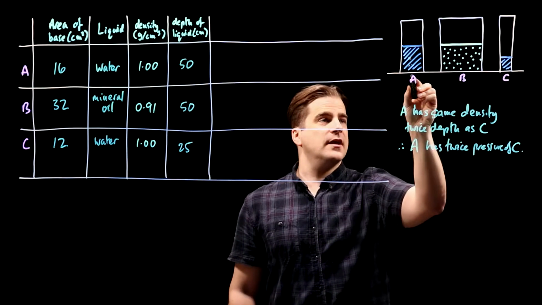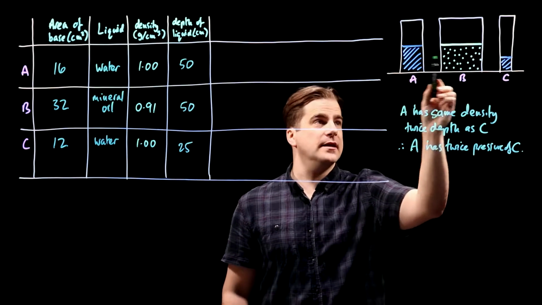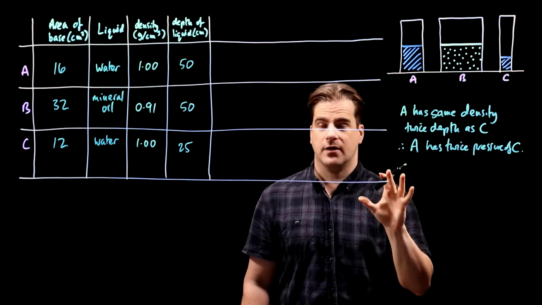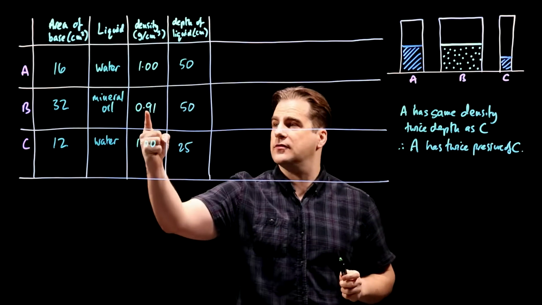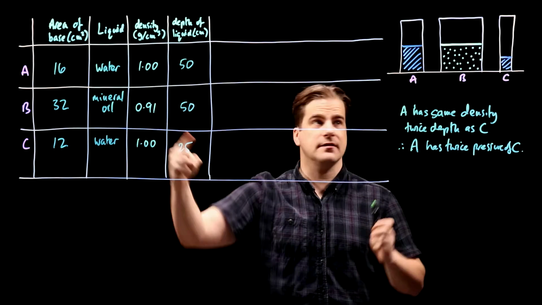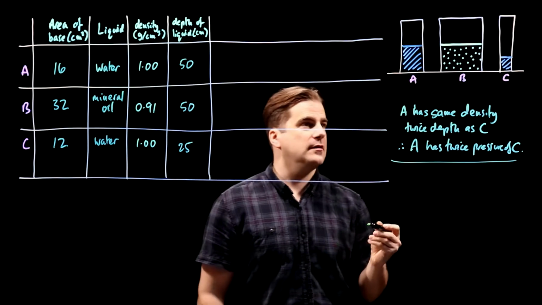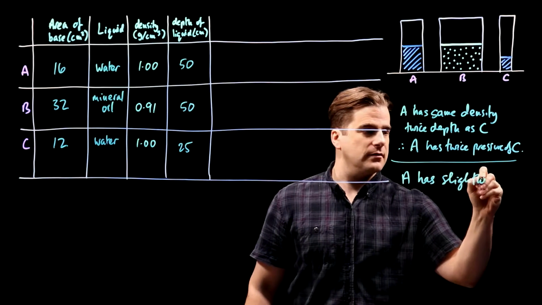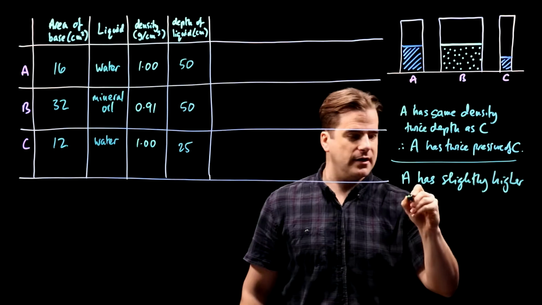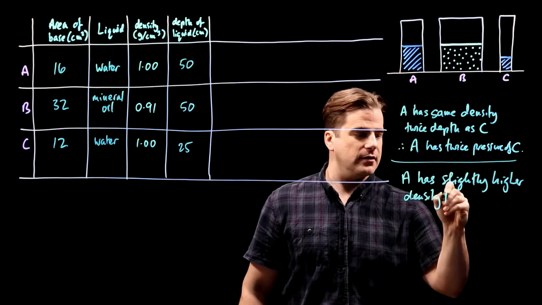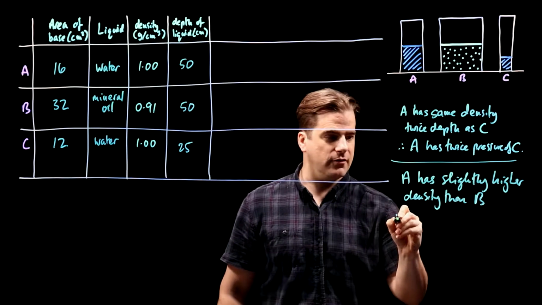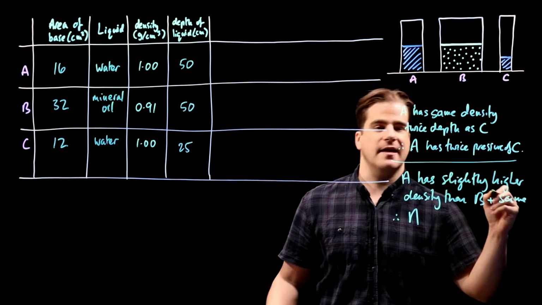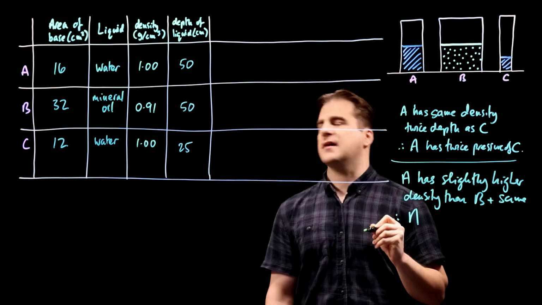So the difference in pressure between A and B will be dependent purely on the density of the liquid. Well, let's look at the densities. It's 1 to 0.91. A has a slightly higher density than B. Okay? So A has slightly higher density than B. So therefore, oh, and the same height, same depth of material. So we're using the word depth.